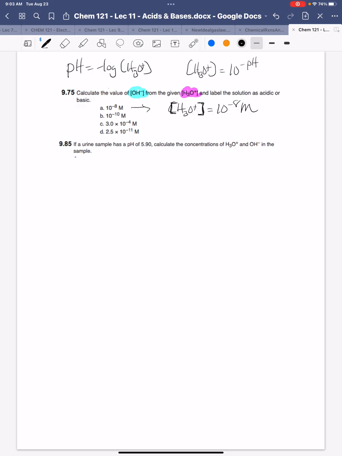And then our third one is KW is equal to OH minus times H3O plus. Essentially for this one, we would plug this in and say, well, we want to know the pH, and that's the negative log of 10 to the negative 8th, which is also 1 times 10 to the negative 8th. I just want you guys to recognize that. This is a simplified version.